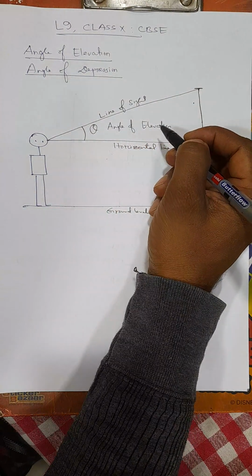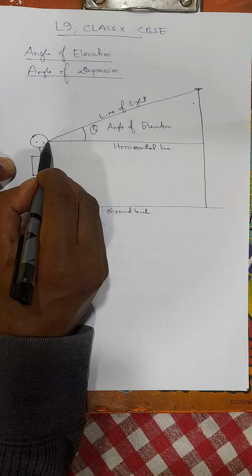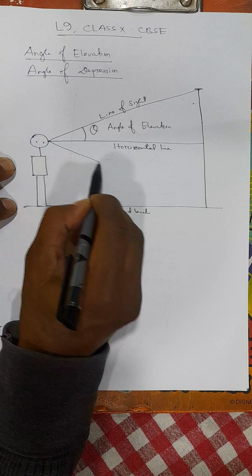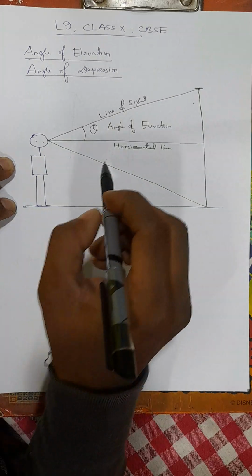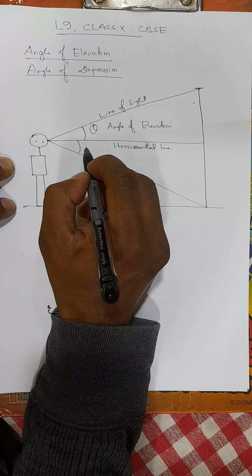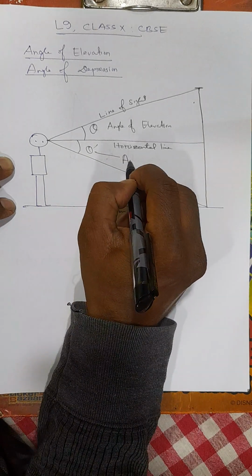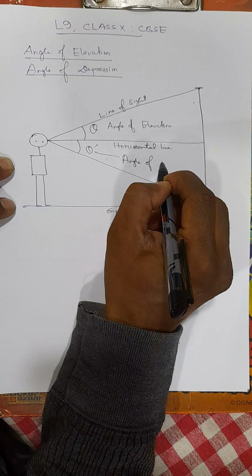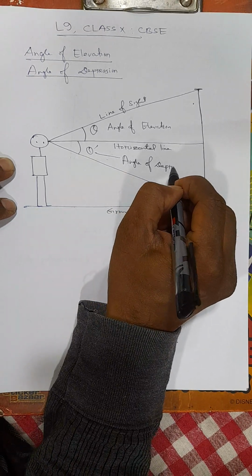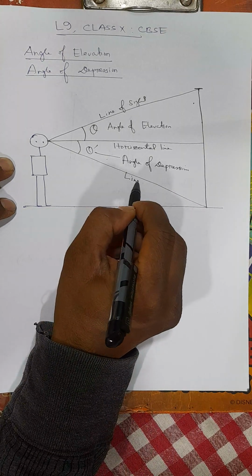Now let us join your eyes with the bottom of the tower. Say this line. This is another angle, right? Say it is theta dash. This angle is called the angle of depression. This here is the line of sight.